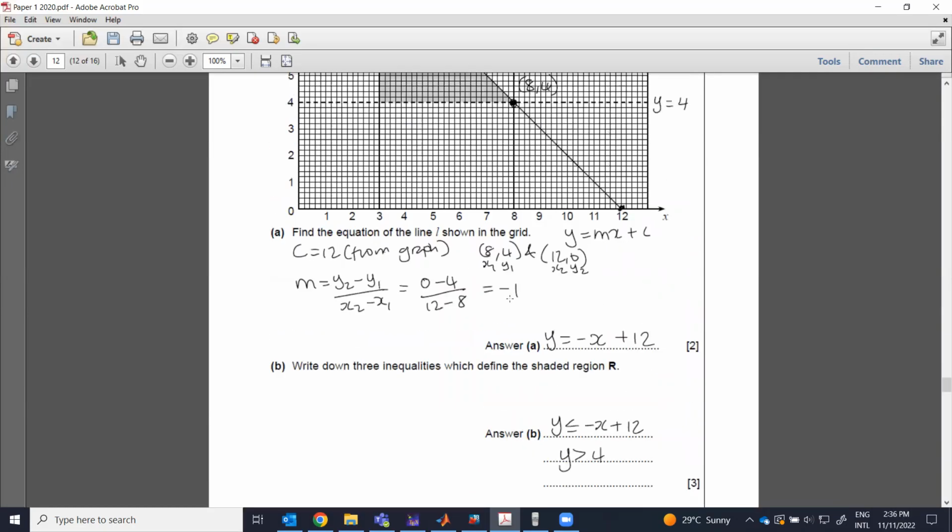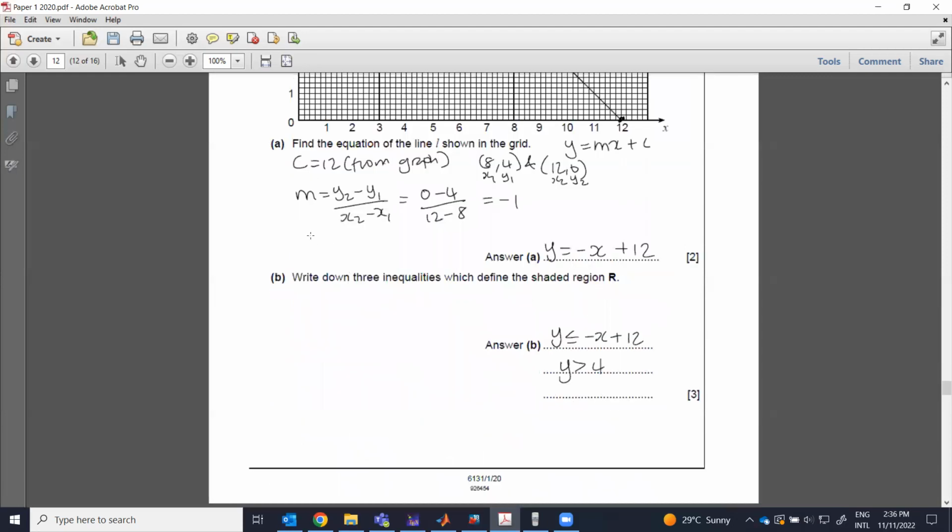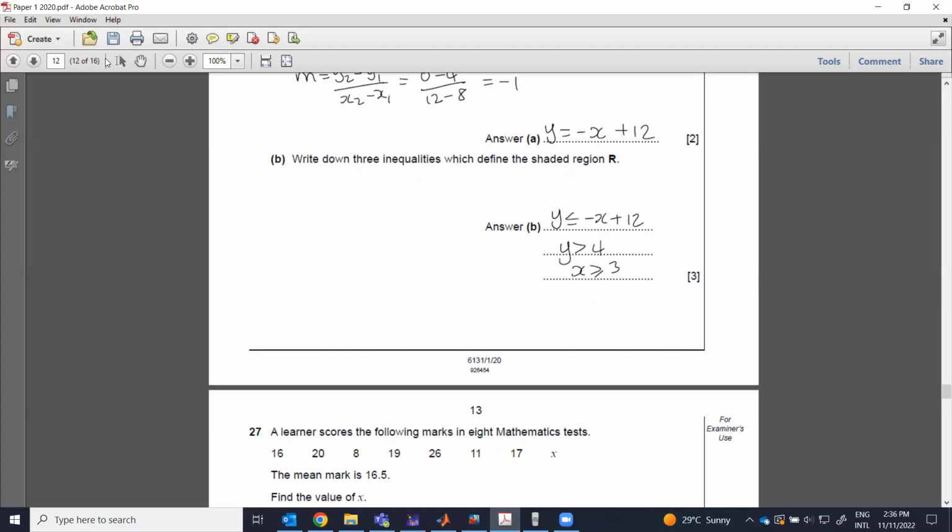And then I have a vertical line here. This vertical line is the line x is equal to 3, and it's on the right. That means greater than or equal to. The reason I'm saying greater than or equal to is because this is a solid line. It's not broken like this one. So that is x is greater than or equal to 3. Okay, so that is how you write down the 3 inequalities that describe the marked region.